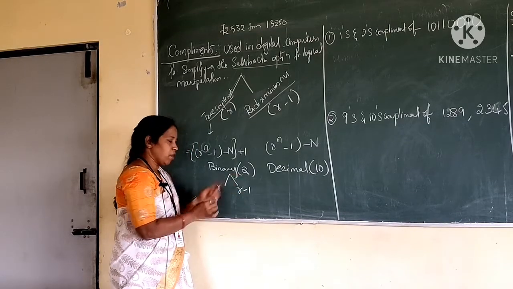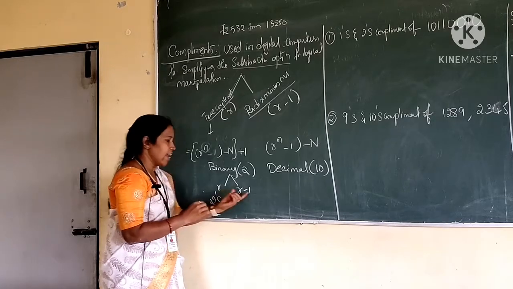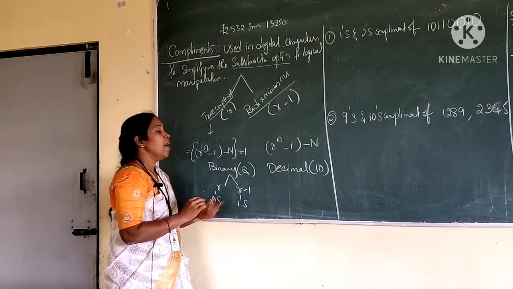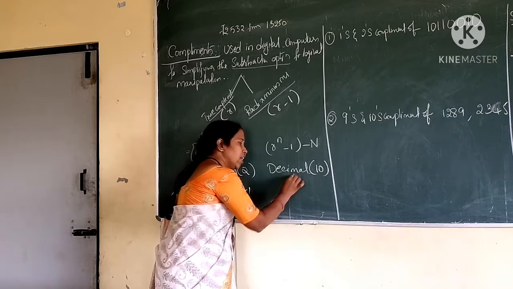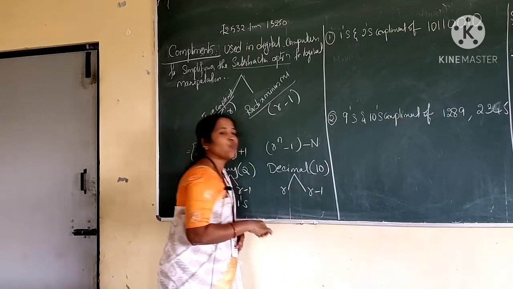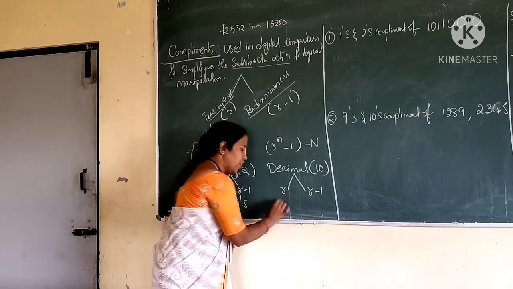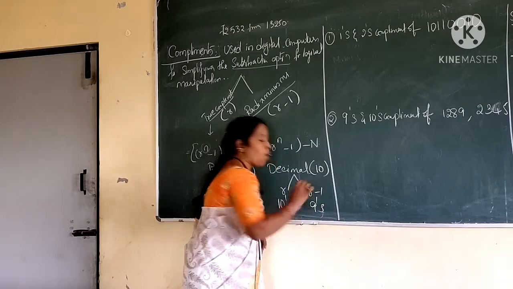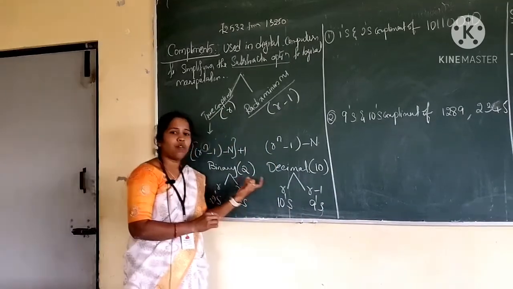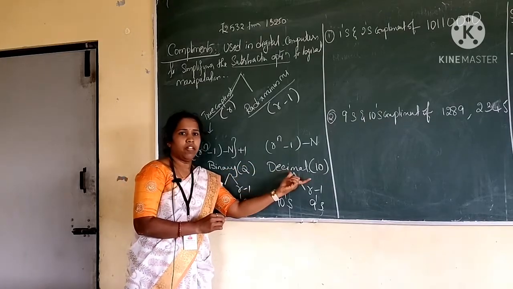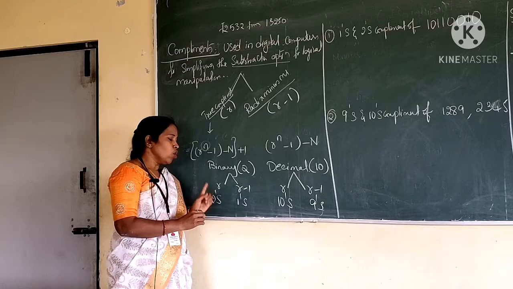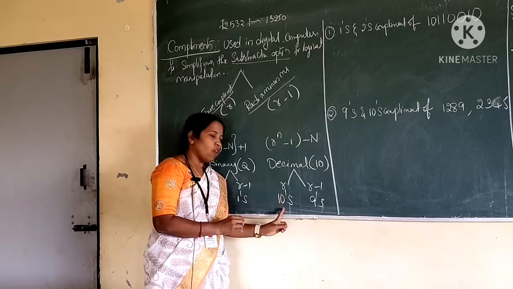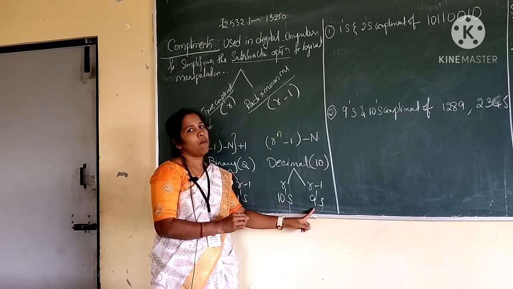For binary, R's complement is the 2's complement, and R minus 1, that is 2 minus 1, is the 1's complement. For the decimal number system, R's complement is the 10's complement and R minus 1 is the 9's complement. So these two complements are applied to two number systems: binary radix is 2, so we have 2's complement and 1's complement; for decimal, 10's complement as well as 9's complement.